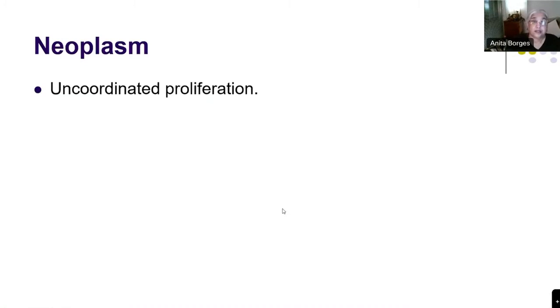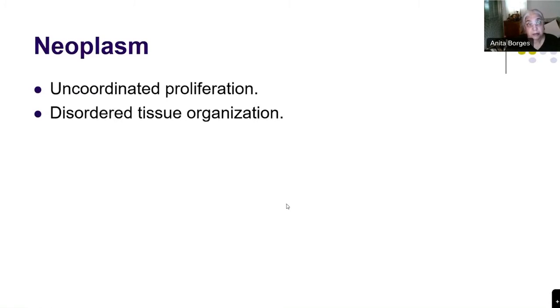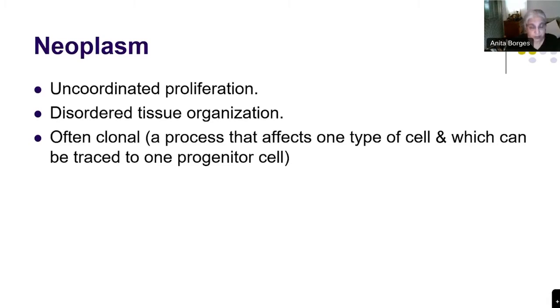All right, so yes, we agree that there is uncoordinated proliferation, which is also present in an extra thumb, but what the extra thumb does not have is disordered tissue organization. And however benign a neoplasm is, including a lipoma, you are able to see that it is a lipoma because it has not organized itself like normal adipose tissue. So there's disordered tissue organization. I say that it is often clonal.